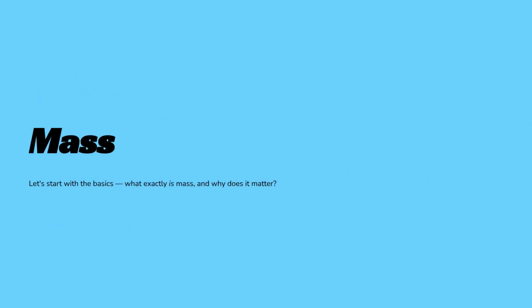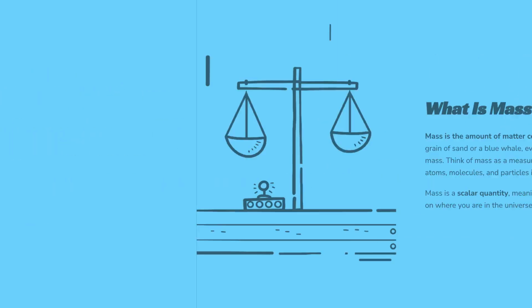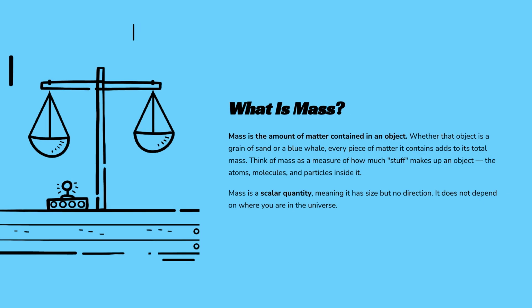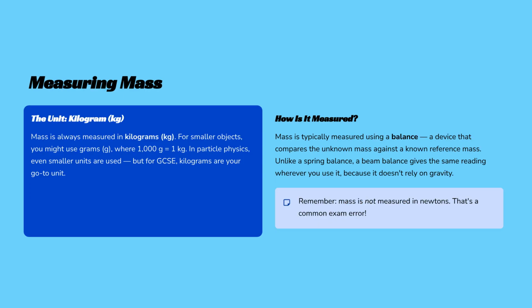What exactly is mass? And why is it important? Mass is the amount of matter in an object. Whether it's a grain of sand or a blue whale, mass measures the atoms and particles it contains. It's a scalar quantity, meaning it has size but no direction. Mass is measured in kilograms. While smaller units like grams exist, kilograms are the standard for GCSE. Remember, a balance measures mass, and it is not measured in newtons.